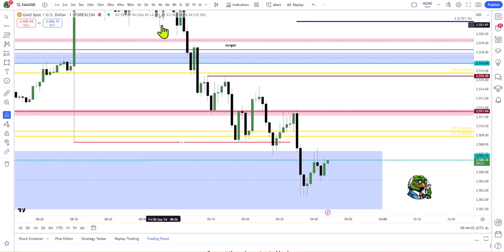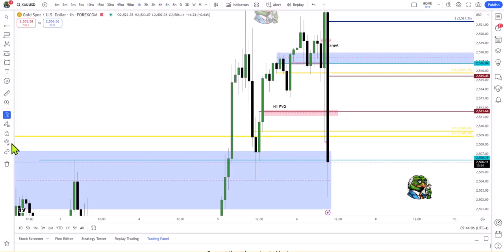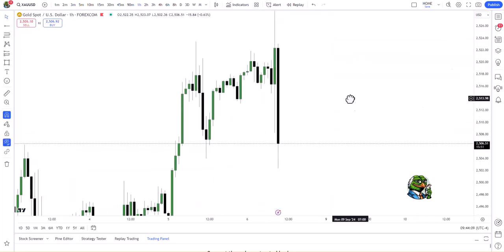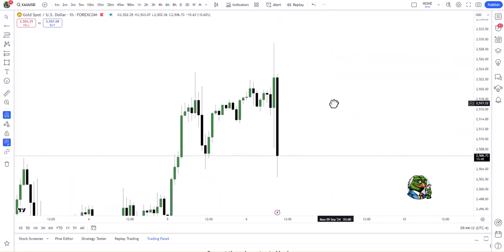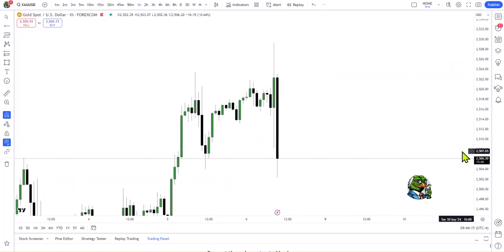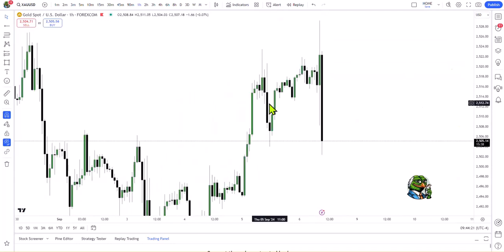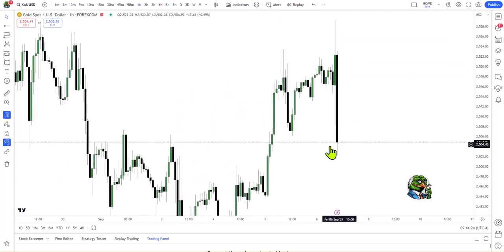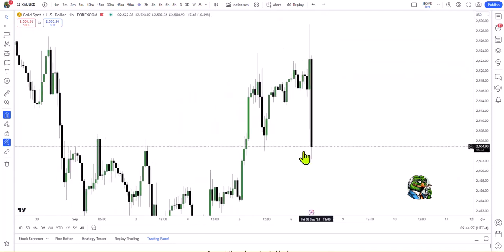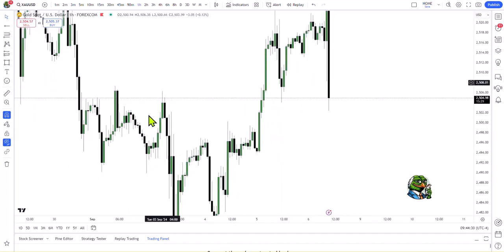Let's take a look at this on a 1-hour chart and just see what structure is showing us. So this is a pretty deep candle and 15 minutes to closure. Just taking all this liquidity, there's that bullish breaker.